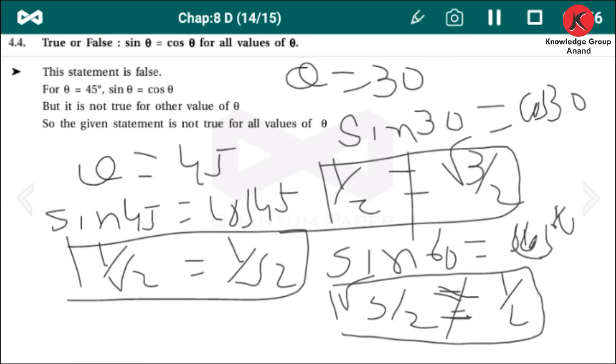Therefore this statement is true only for theta equal to 45. But it is not true for other values of theta. So the given statement is not true for all values of theta.